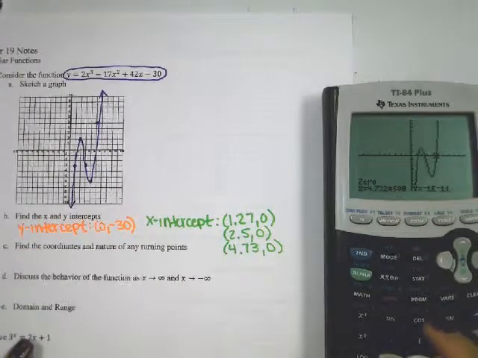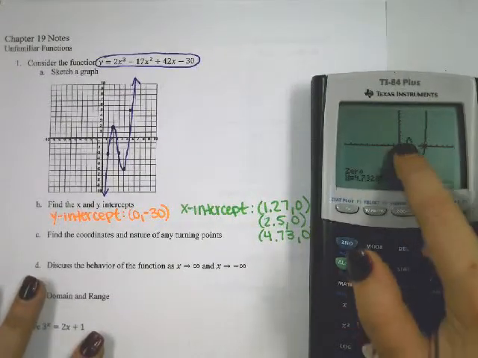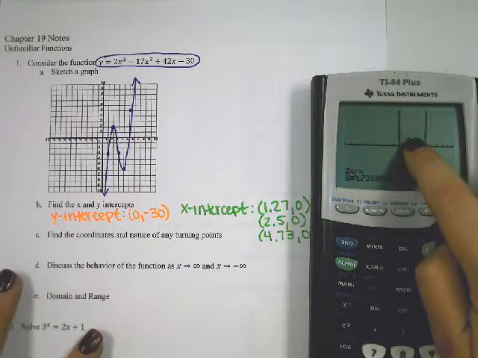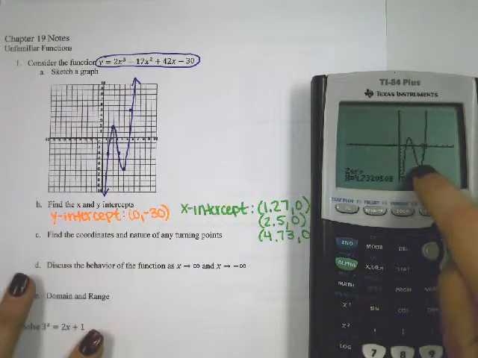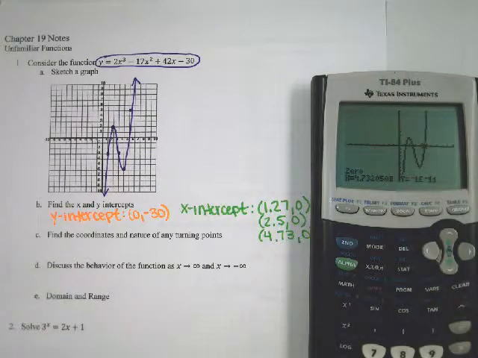Next it says find the coordinates and nature of any turning point. So the turning points are where, like, the top of a mountain or the bottom of a valley. So this top of a mountain will be a turning point. It changes from increasing to decreasing. And then at this point down here, it changes from decreasing to increasing. Those are the places where a function changes direction.